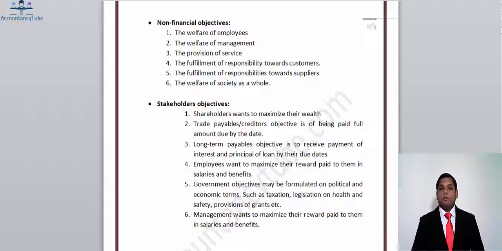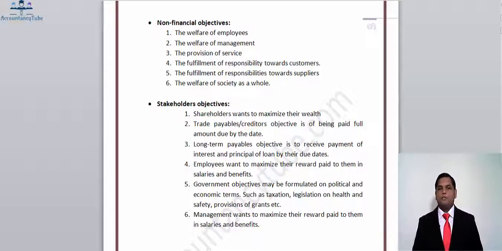The welfare of employees. The company needs to keep its employees happy in terms of salaries and benefits. Then we have the welfare of management. We have to keep the management also happy in terms of salary, benefits, and share options. Plus we give them vacations and protect them, so that if the directors and the senior management are happy, the company will run great. And the company also wants to keep good management to itself so that it continues to progress.